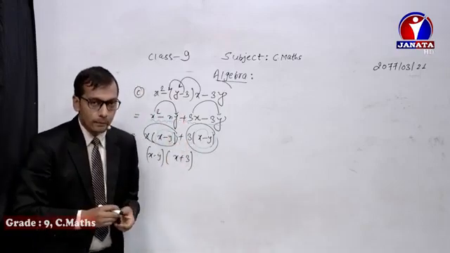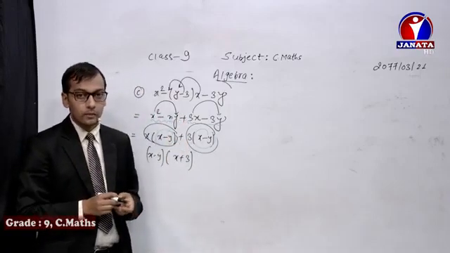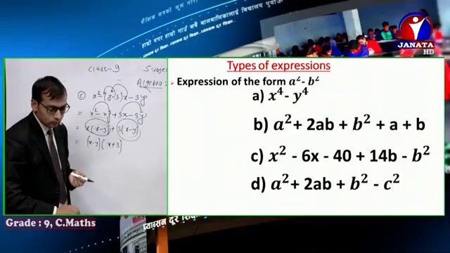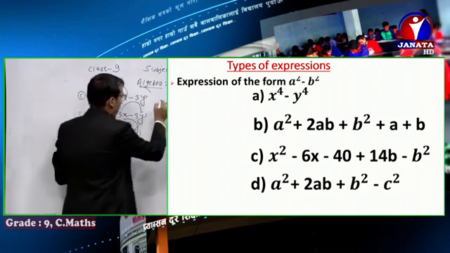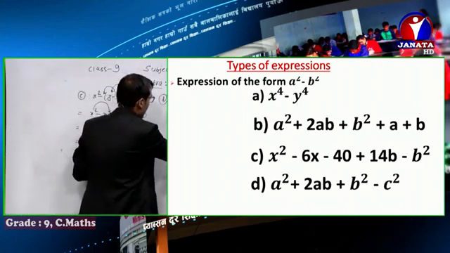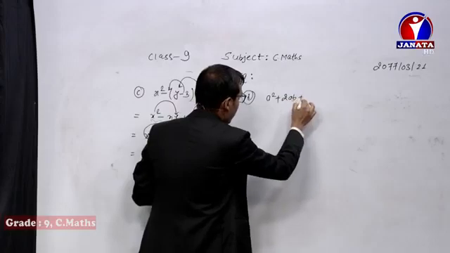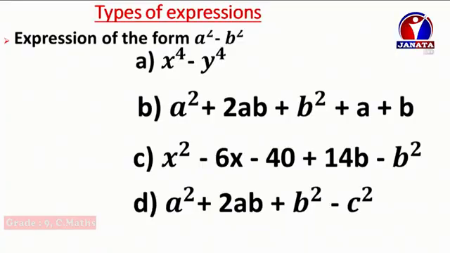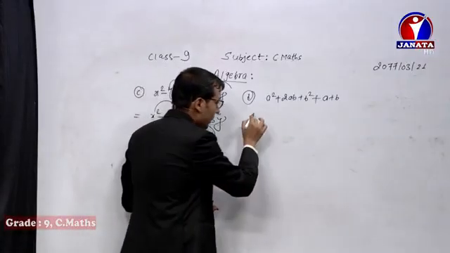There are other ways, there are different questions. Let me take the next one: a square plus twice ab plus b square plus a plus b. It has got 5 terms. Here, this algebraic expression has got 5 terms. So let's try this.